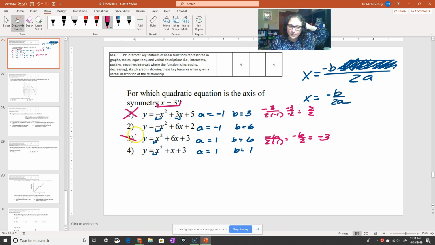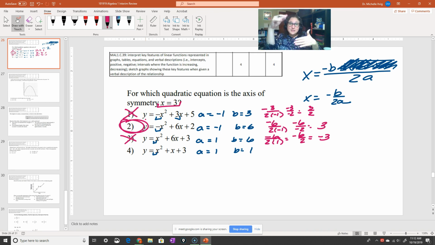So we know it's not choice 1 or 3. Here I've got 6 divided by 2 times my a, which is -1. It's the opposite of b, so I really have -6. So here I've got -6 divided by -2. A negative divided by a negative is positive, so my answer is choice 2.